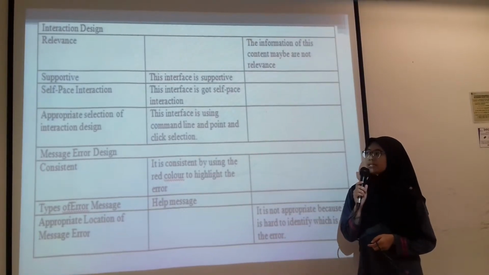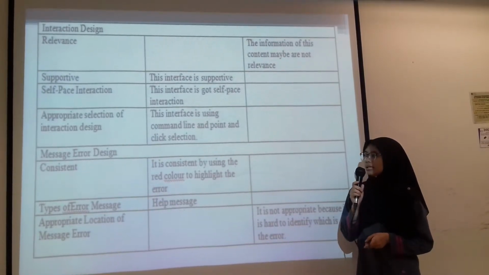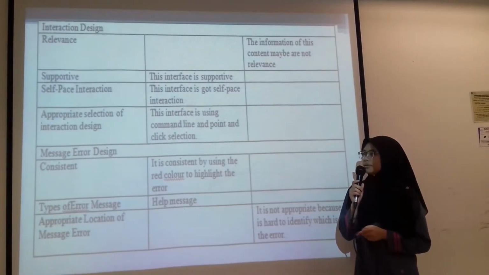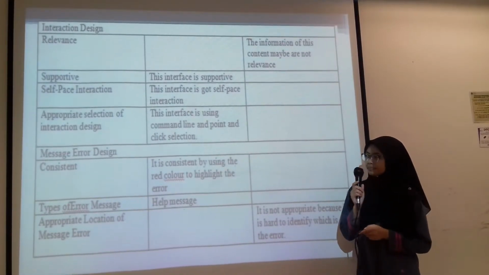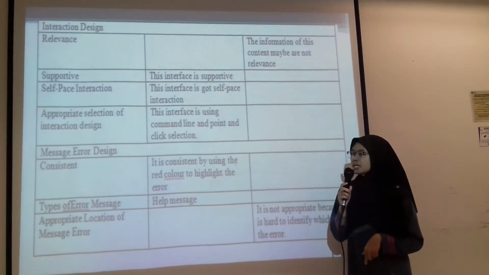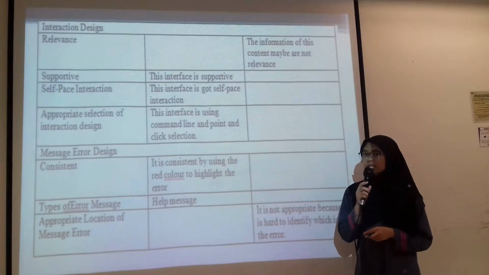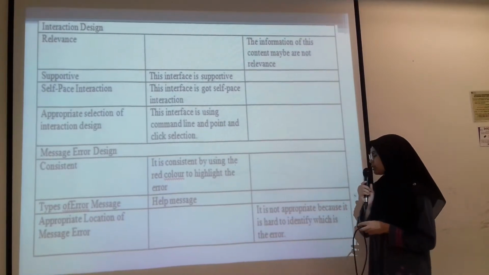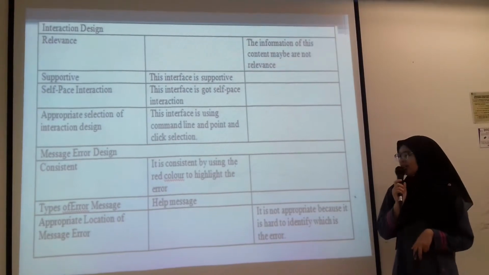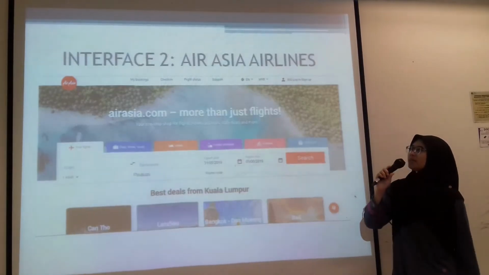After that, the message error design. It is consistent because it is using the red color to highlight the error. The type of error message is help message. And is it an appropriate location of the message error? No, because it is not appropriate, because it is hard to identify which is the error.